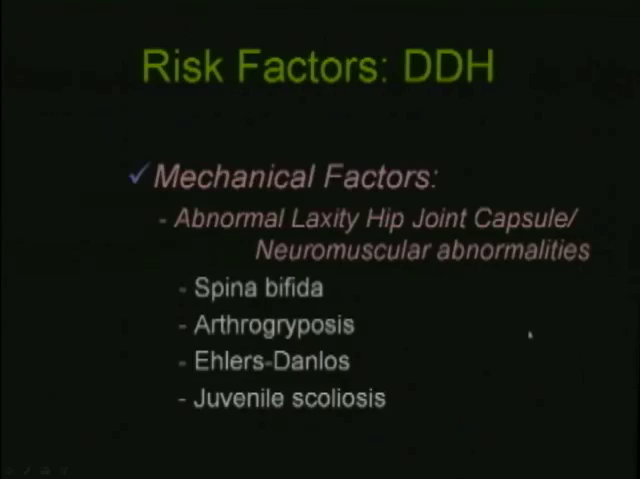Other mechanical factors are neuromuscular abnormalities, babies with spina bifida who have considerable spasticity, the same in babies with arthrogryposis, and then the reverse in babies with Ehlers-Danlos, where they have quite a bit of laxity of the hips. And it's said that there is a higher incidence of DDH in babies with juvenile scoliosis.